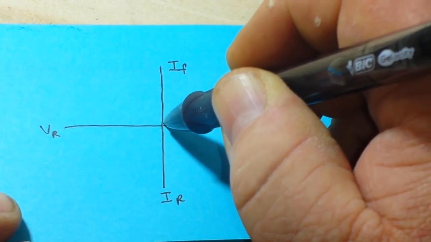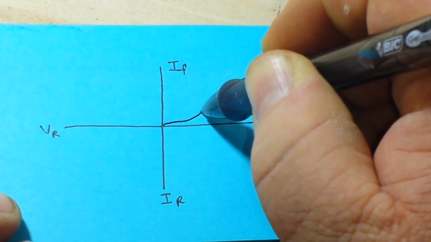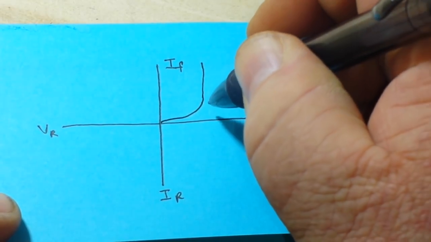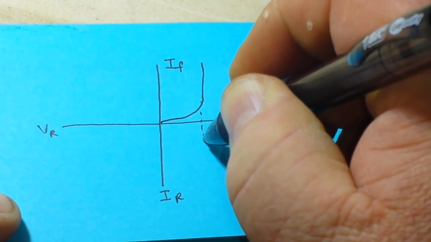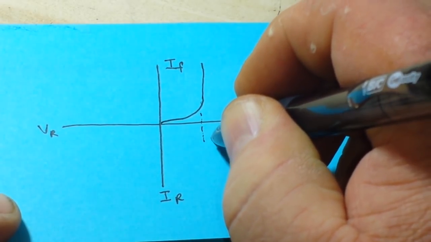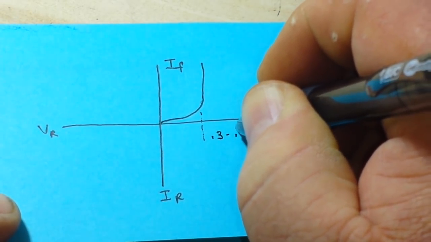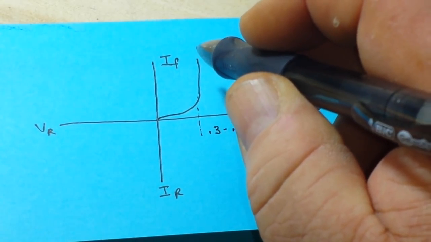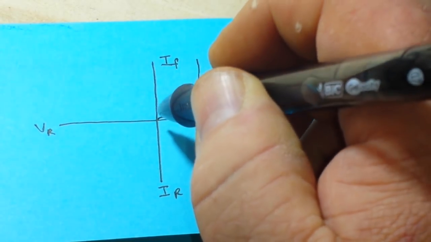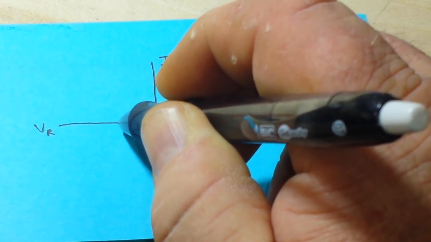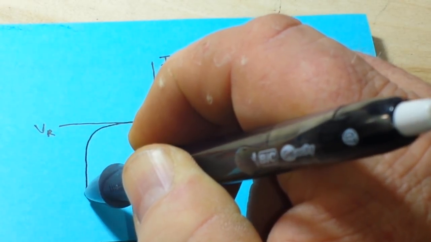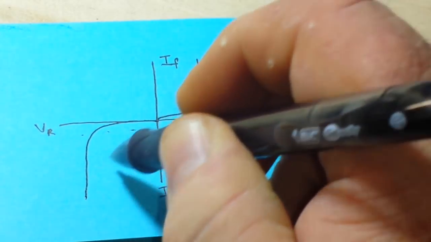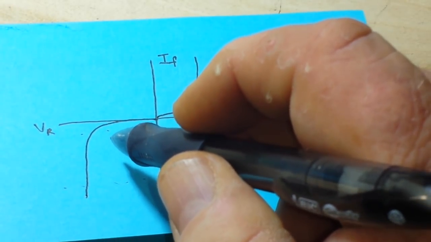So here is our forward voltage curve. And it looks like a regular diode. When we reach this point right here, between 0.3 to 0.7 volts, the diode begins to conduct. But something very interesting happens when we move this way. And this area here is called the Zener breakdown area or region.